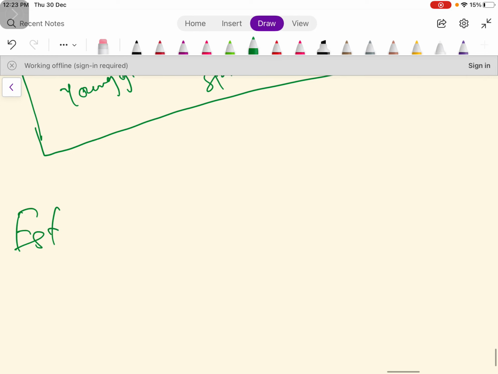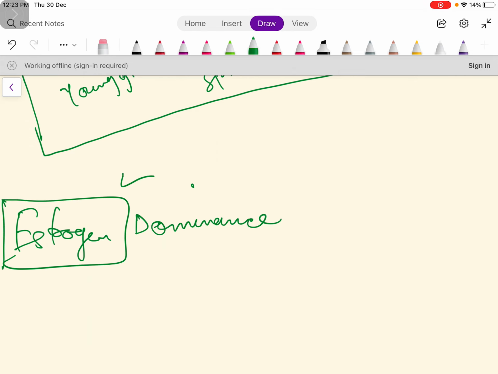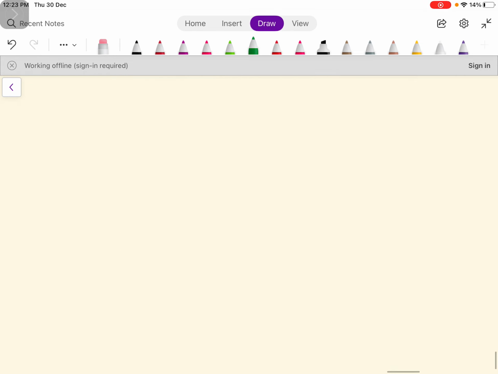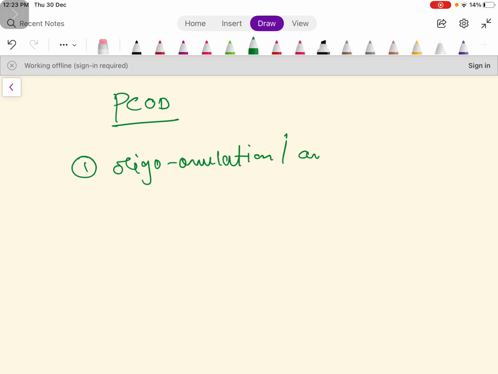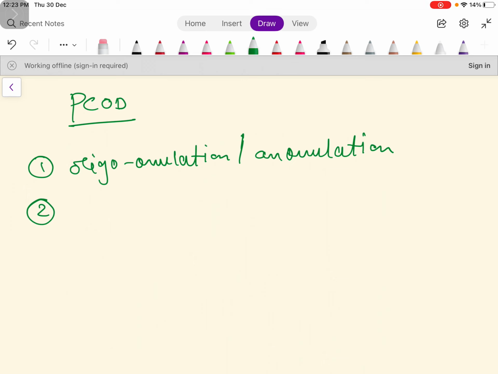So why does it occur? It occurs because of estrogen dominance. Okay, so the main culprit here is estrogen. So how to characterize the disease, or how can we say that this female is suffering from PCOD? There are three criteria. First, there is oligo-ovulation or anovulation. That means the ovulation is occurring infrequently or it is not occurring at all.